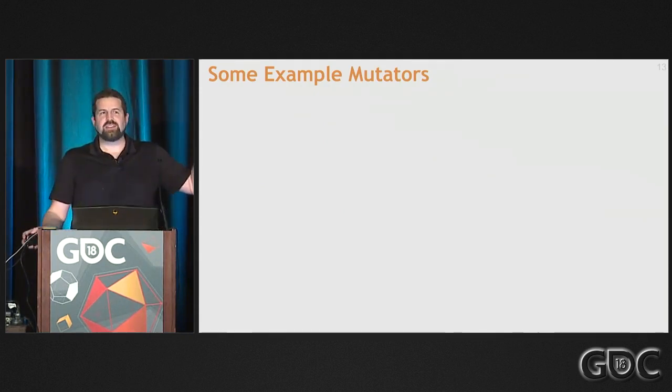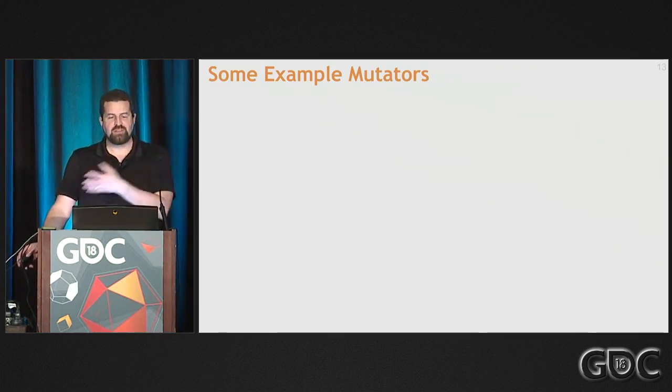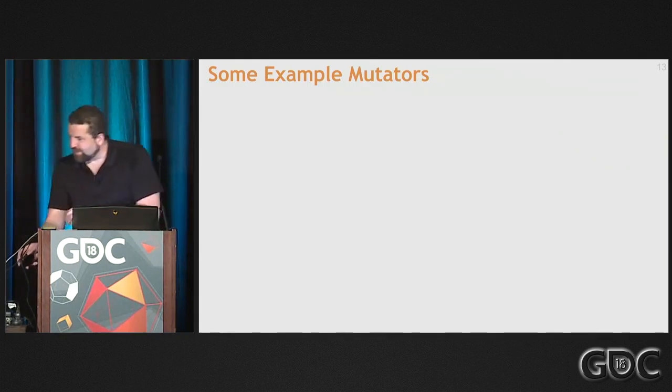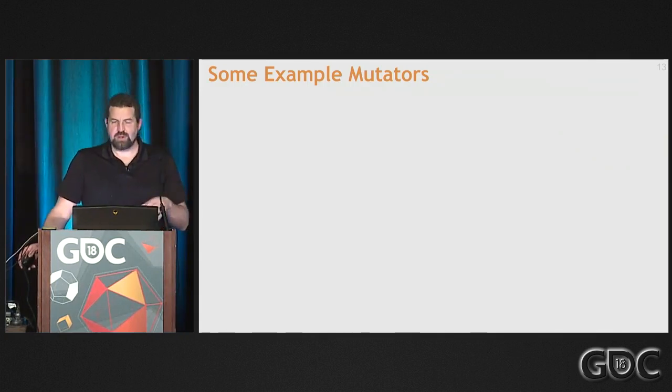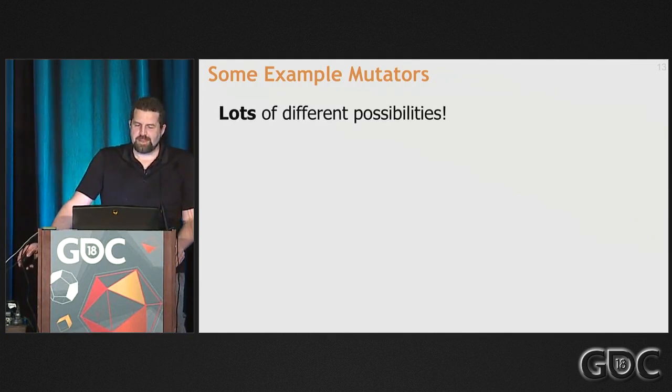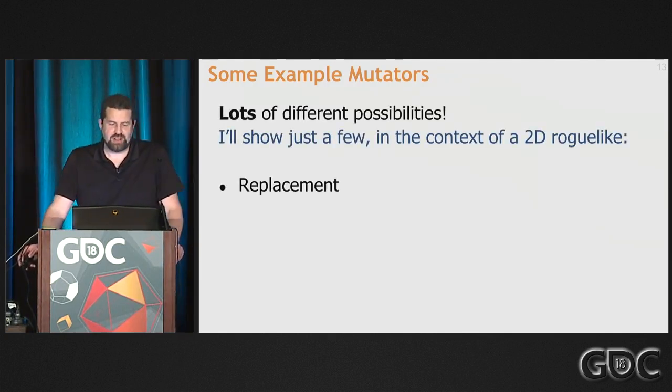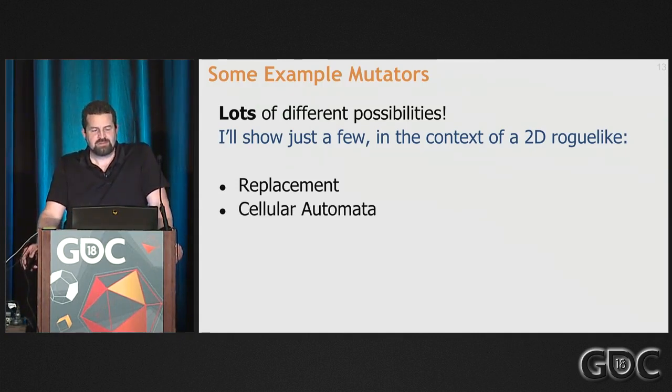The context here is a simple 2D roguelike tile-based level, but as you'll see later when we talk about digging with Perlin worms and infinite worlds, we can use some of these things in 3D or with other data structures too. So there's lots of possibilities, just to name a few. I'd say start with the simplest one, which I'll call replacement.